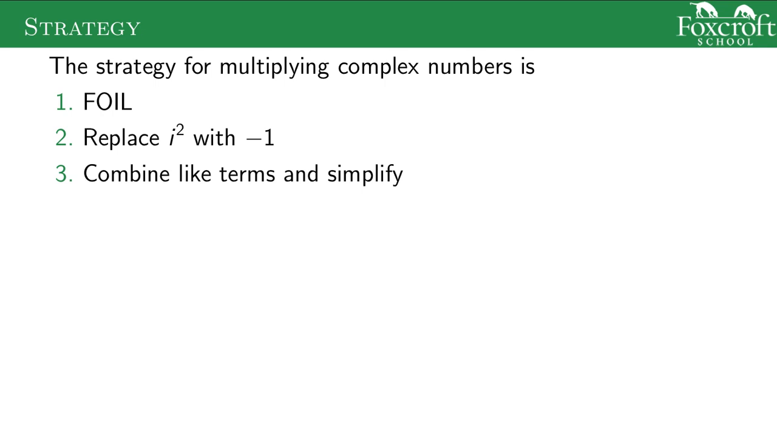Here's the general strategy, so you have it to reference. You're going to FOIL out, because we're doing two things times two things. Then we're going to replace i squared with negative 1. And then we're going to simplify and combine all of our like terms.